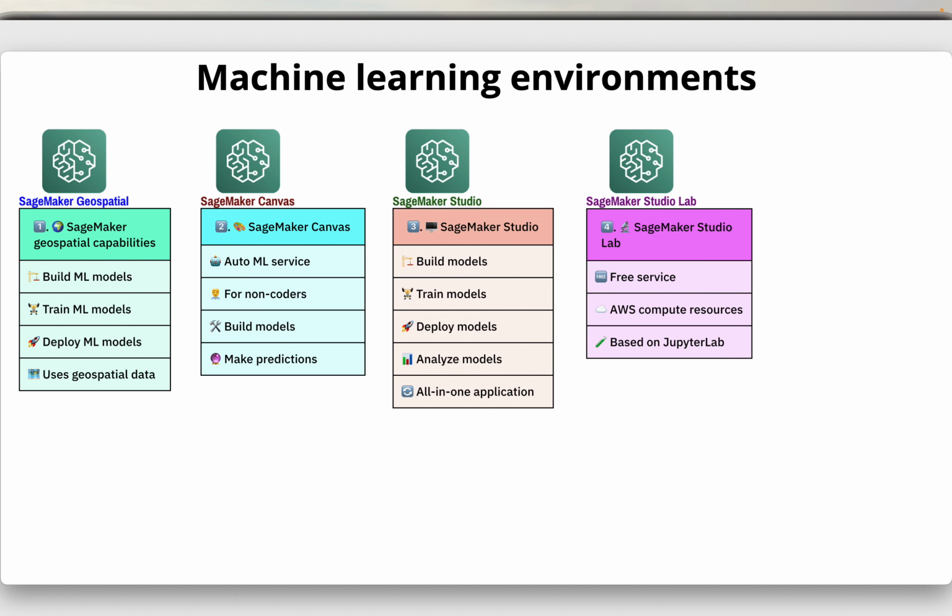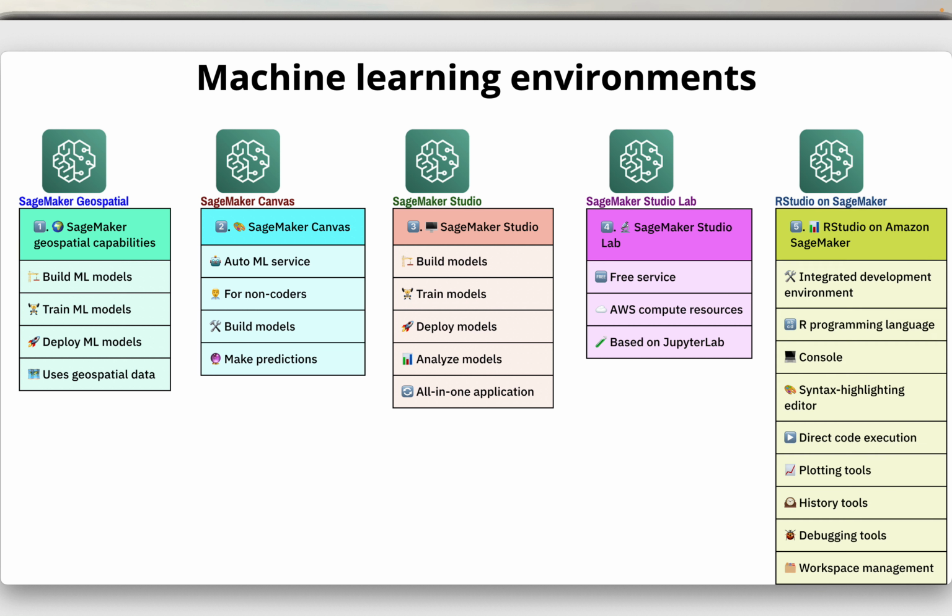SageMaker Studio Lab, a free service that gives customers access to AWS compute resources in an environment based on open source Jupyter Lab. Then RStudio on Amazon SageMaker, an integrated development environment for R language with a console, syntax highlighting editor that supports direct code execution, and tools for plotting, history, debugging, and workspace management.